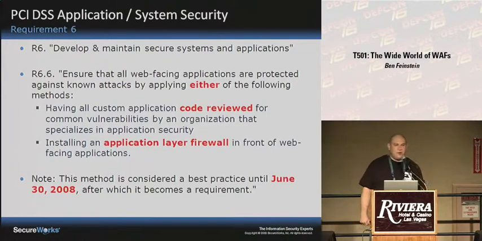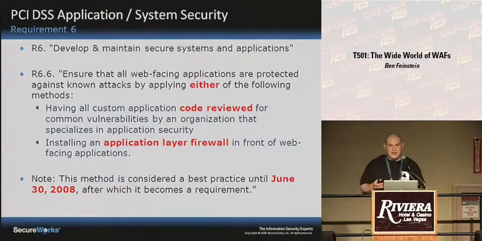So we're going to really focus in on requirement number 6. Requirement number 6 tells people that they need to develop and maintain secure systems and applications. Okay. So 6.6 gets a little bit more specific, but this is still a pretty high-level standard. So vendors need to assure that all their applications are protected against known attacks. So they're not talking about 0 days or anything, just known attack vectors.